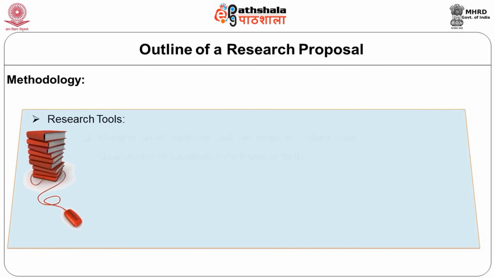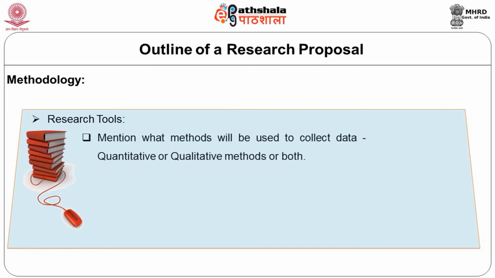Then come the research tools. In the research tools, what you have to mention is the methods that will be used to collect data, whether it is a quantitative method or a qualitative method. If it is a quantitative method, if it is a questionnaire, you should give a brief detail about the questionnaire, how the questionnaire was developed, whether it is validated or not. If it is not validated, then whether it will be pre-tested and validated later as part of your study. Those things should be mentioned clearly in the research tools section.